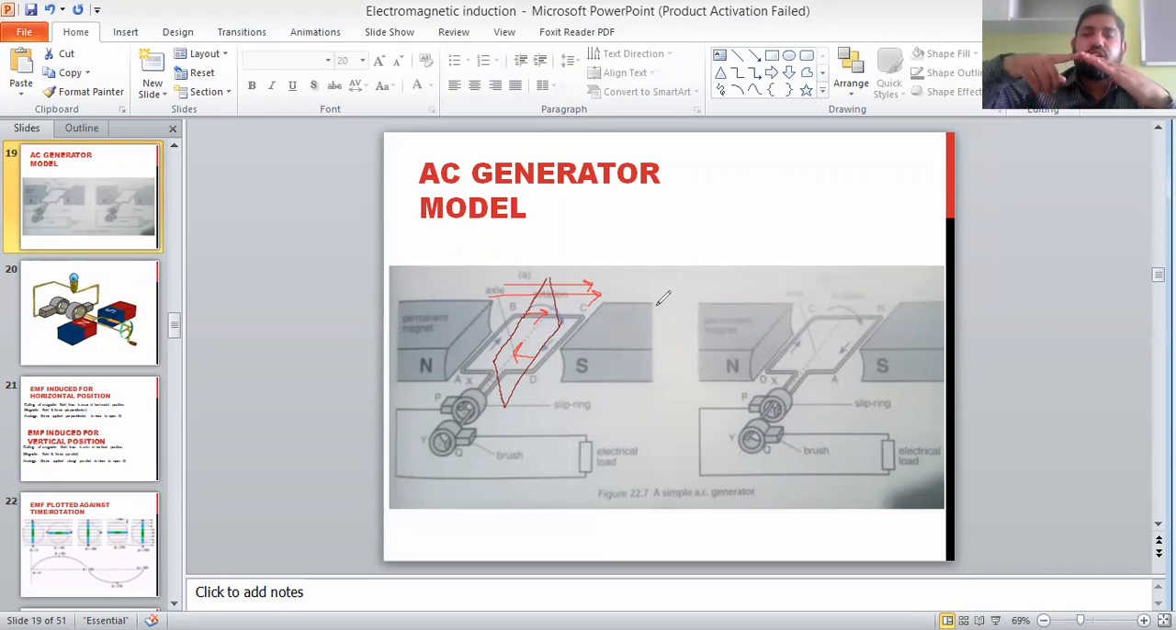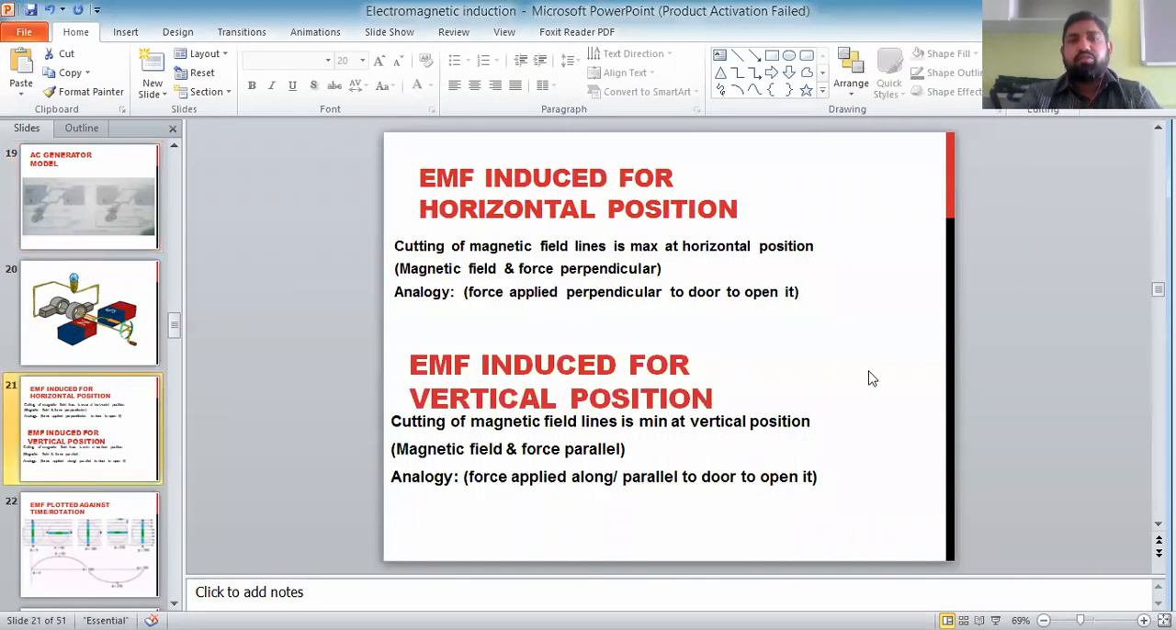If I start applying force along the door, no matter how large force is applied, I will not be able to open the door because force will be applied around the door. So that's what happens here, because I've listed that here: when coil is in vertical position, cutting of magnetic field lines is minimum. Magnetic field and direction of force both are parallel to each other in the same direction. So you can use the analogy that force is being applied along the door.